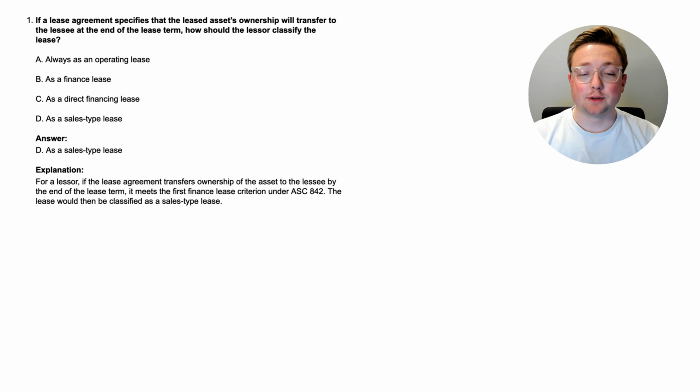All right, here we are. The answer is D, a sales type lease. Now, if you have seen stuff like this before, you might have thought it was a finance lease, which technically it is a finance lease, but it's really a sales type lease, which is one of the 2 distinctions that there can be when it's for a lessor as a finance lease.